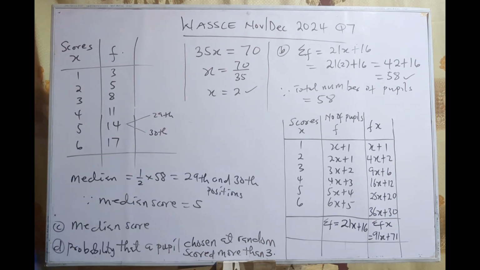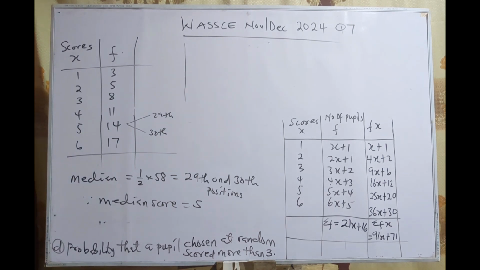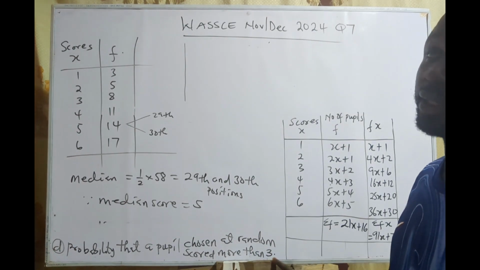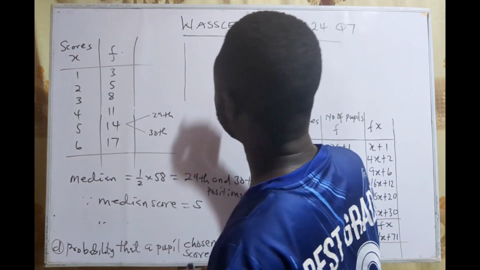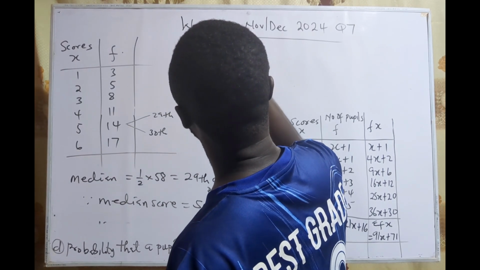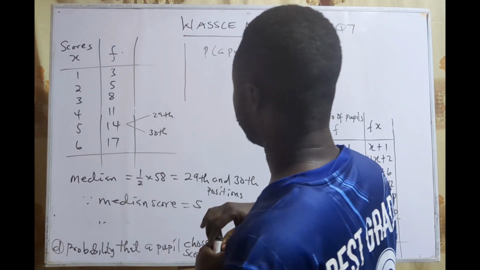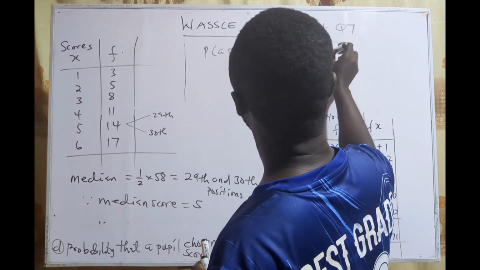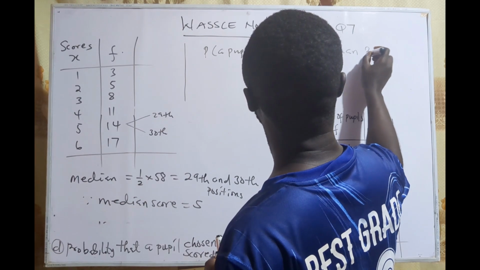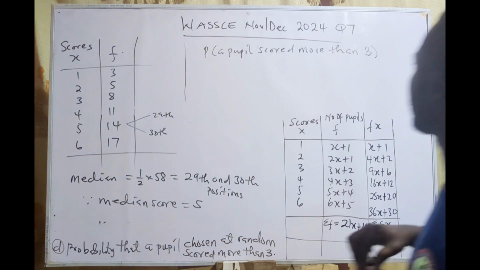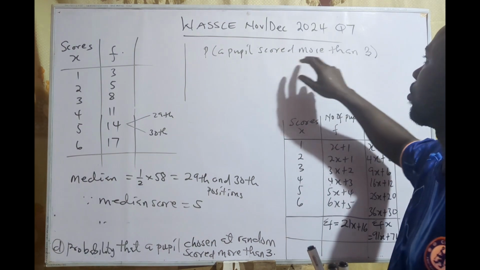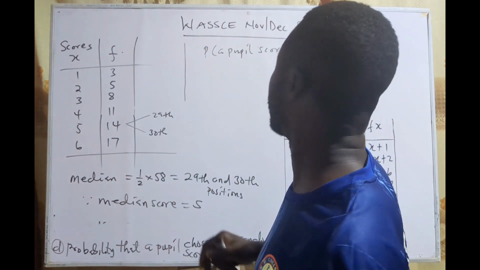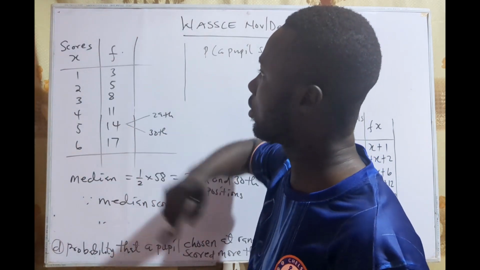Okay, let's do the last one. The last one: you should find the probability that a person chosen at random scored more than 3. Probability of a person scoring more than 3. So you look at the people that scored more than 3.